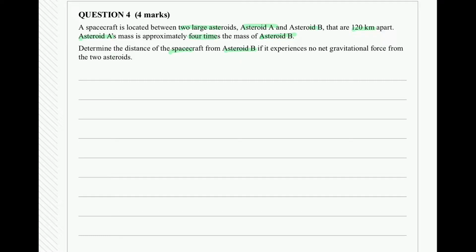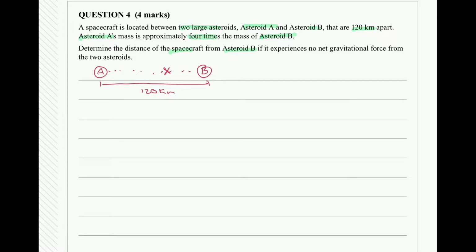Now what I'm going to do is take our time and we're going to draw the situation out. So we have two asteroids. We have asteroid A sitting here, and we also have asteroid B over here. What we know is they are a distance of 120 kilometers apart. Now, in between these two asteroids, we have, it's a horrible straight dotted line, but in between is our spacecraft. I'm going to denote it with an X.